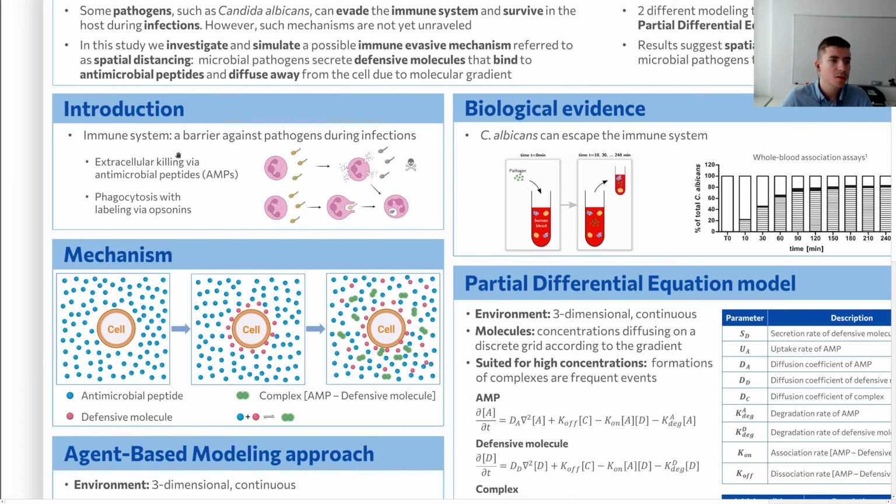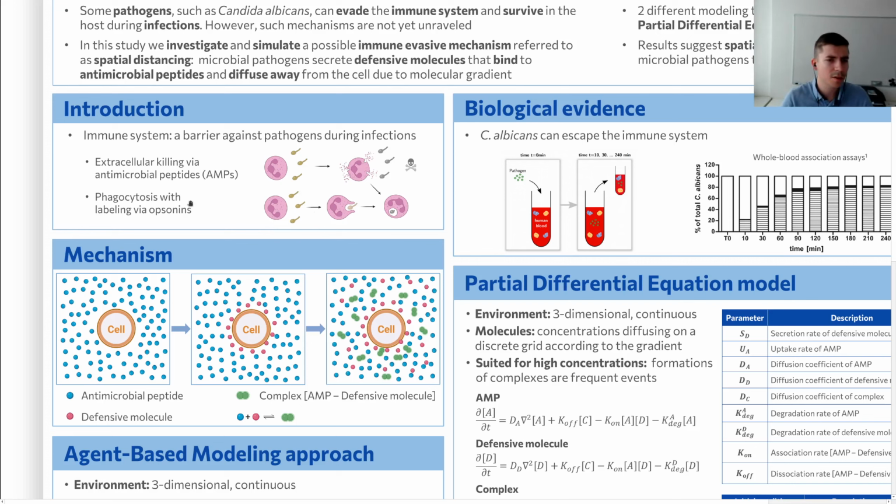And the question is, how can it do this? To answer this question, we first need to take a step back and look at how the immune system acts as a barrier against pathogens during infection. Here I'm focusing on two different ways. The first one is extracellular killing via antimicrobial peptides, AMPs. Basically, the neutrophil is able to secrete some small molecules that are harmful for the pathogen and would kill it. The second way is phagocytosis, and this can be done either spontaneously by the immune cells or after the labeling of the pathogen via small molecules, opsonins.